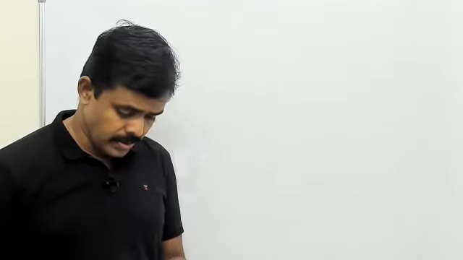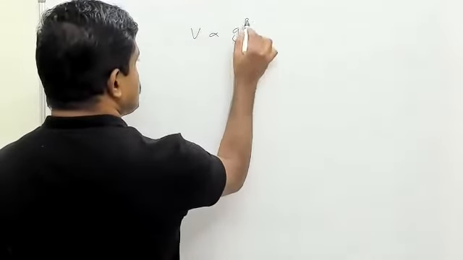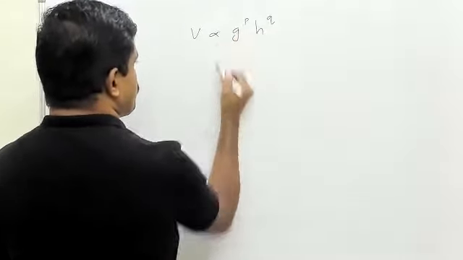Option D. Moving on to the next question, 17th one. 15th one we did now. 16th we'll come back and do. 16th also we can do now. 16, 17 in sequence, okay? The velocity, 16th question. The velocity of a freely falling body changes as g raised to p h raised to q.